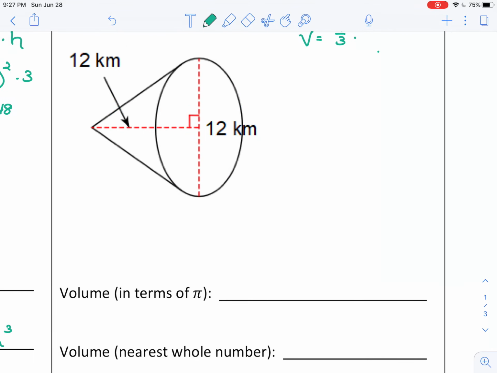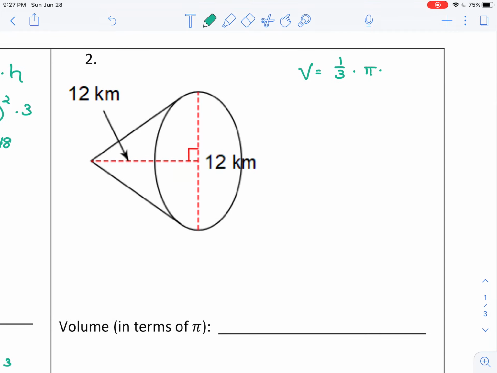Oops. 1/3 pi r squared times h. So I need to find the radius, which is the distance from the center to the edge, which is not what we're told. This, just labeled as 12 kilometers, that's the diameter. I don't want that part of it. I'm going to unhighlight it. This is the diameter. I only want the part that goes from the edge and then stops halfway, which means I want half of 12. That's what we will use as our radius.